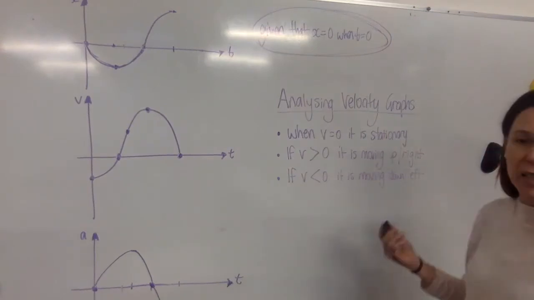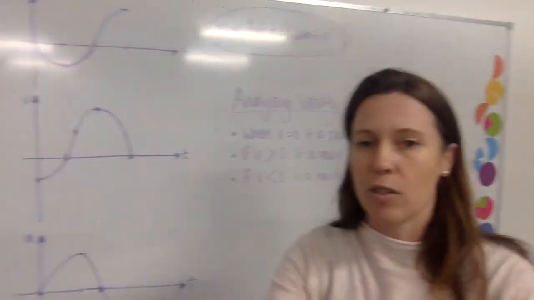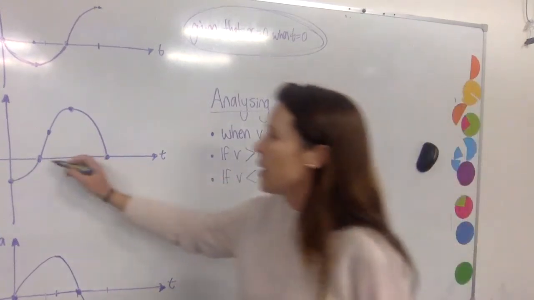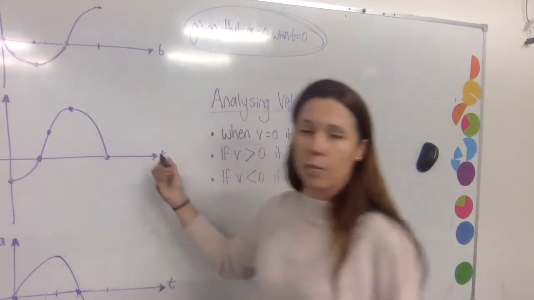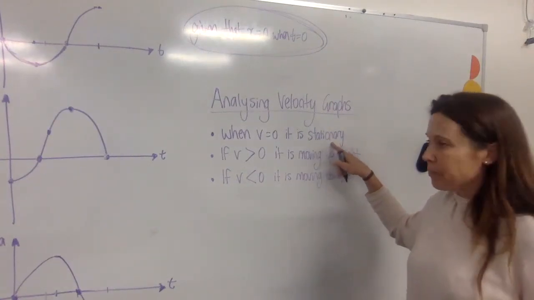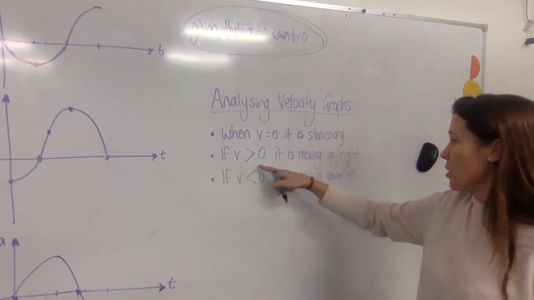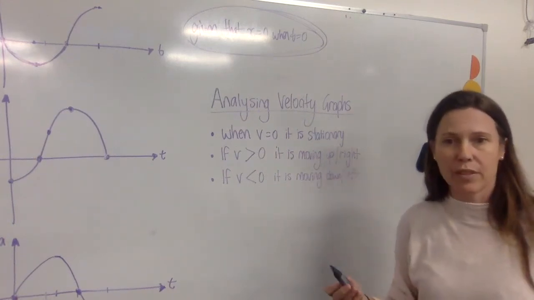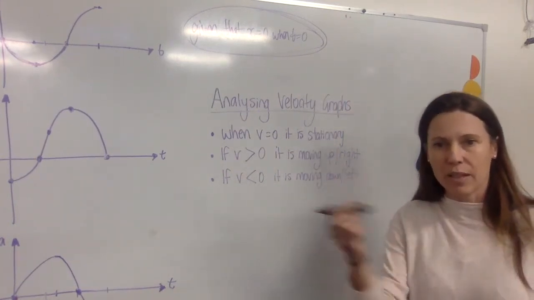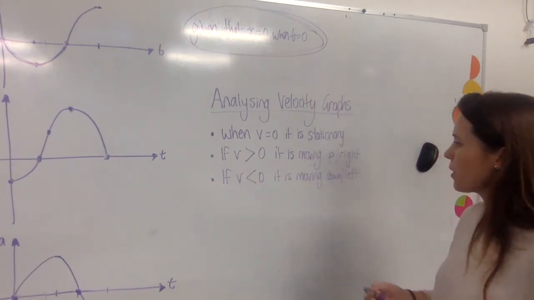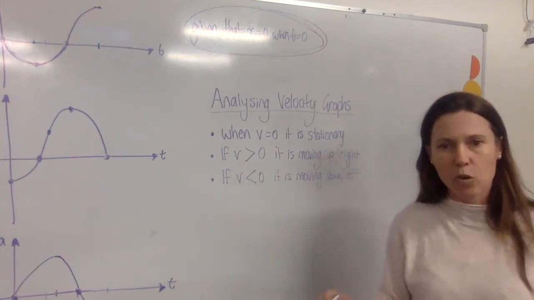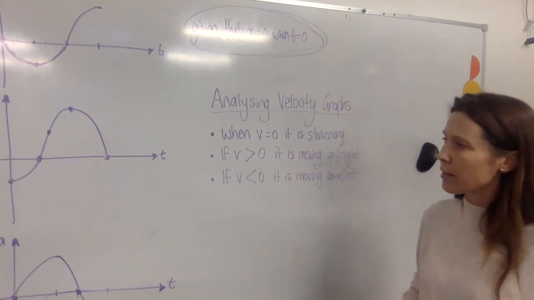Now, other things that we can take out of looking at a velocity graph. Remember that when v equals 0, our particle or whatever it is that is moving is not going anywhere. For a moment, it's stationary. If velocity is positive, then it's moving up if it's in the case of things moving up or down, or it's going to the right if we're on a number line and something's moving left and right. And if velocity is negative, then it means that we're moving down or perhaps left, depending on the context.